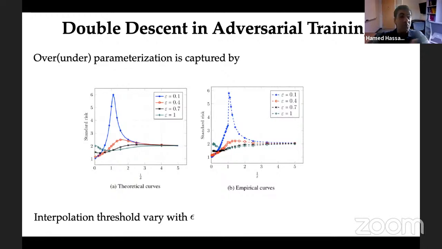Somehow it's an opposite effect of double descent in the standard regression problem. So overparameterization is not good in this regime when epsilon... Excellent, that's a very good point. So overparameterization is when 1 over delta goes to infinity. As you see, in this regime, when epsilon is very large, overparameterization is not useful for us.